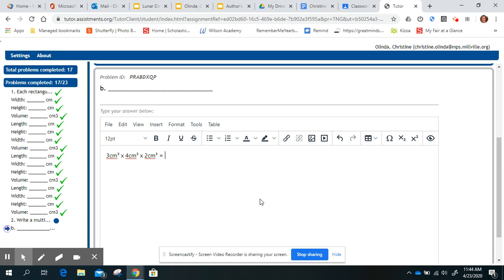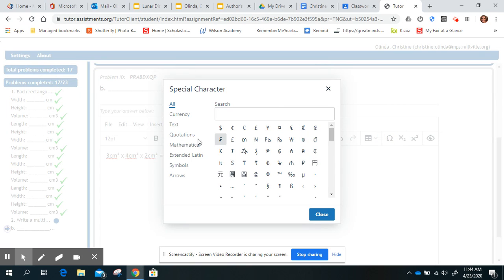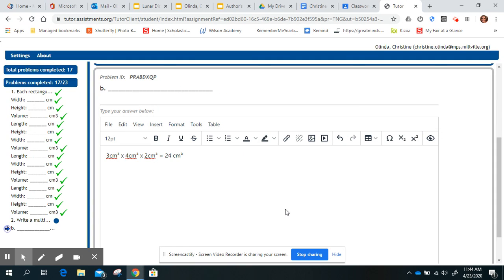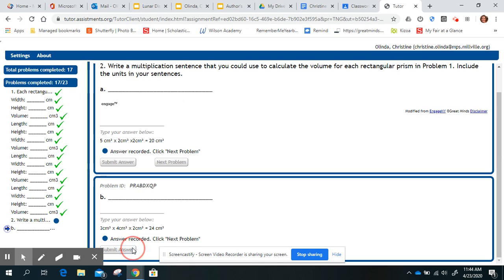I write equals, and the answer was 24 centimeters cubed. And then I can hit submit answer. And again, it's recording it and won't tell me if I got it right. And so I hit next problem.